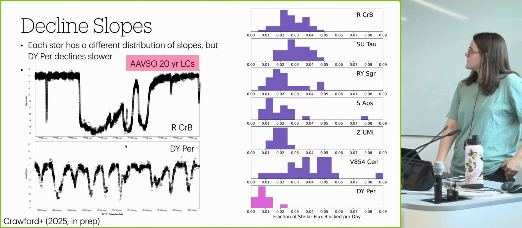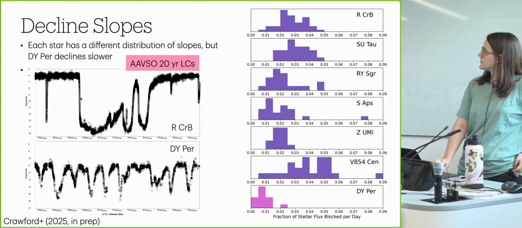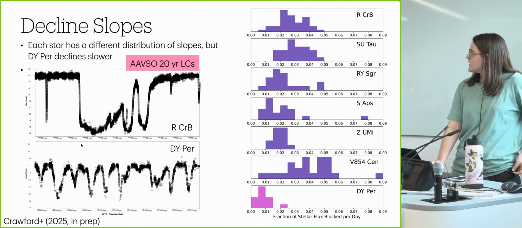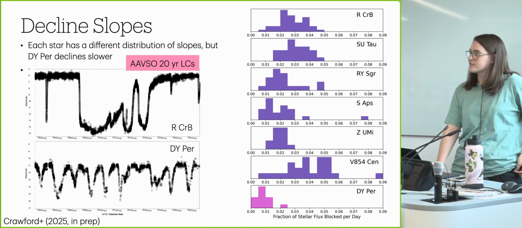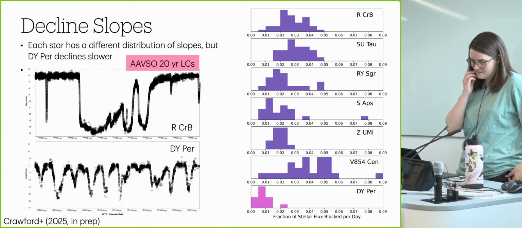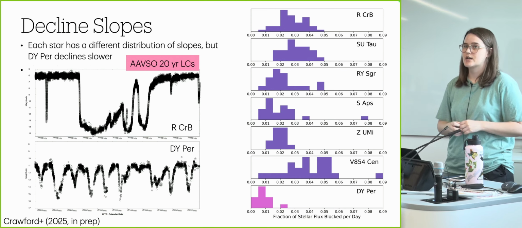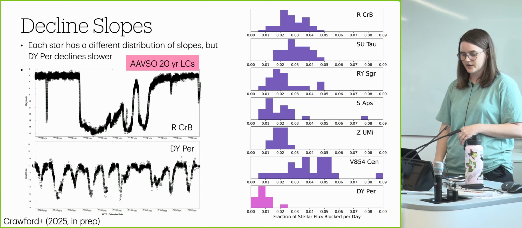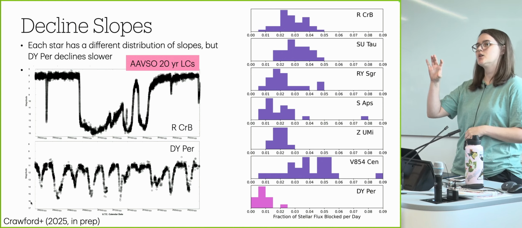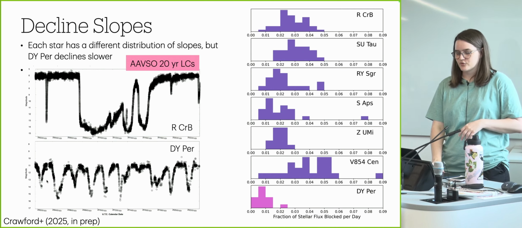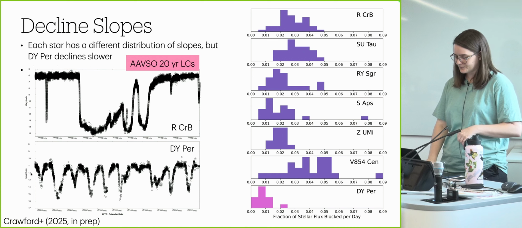20-year light curves from AAVSO. You can see how fast the decline goes down for R Coronae in each of these different declines. And then for DY Per, you can see that it's a bit slower to go all the way down. So it has a slower dust formation timescale. A subtle difference as well is that DY Per's declines are also a little bit shorter, so they don't go quite so deep. We call them more symmetrical when we talk about them.